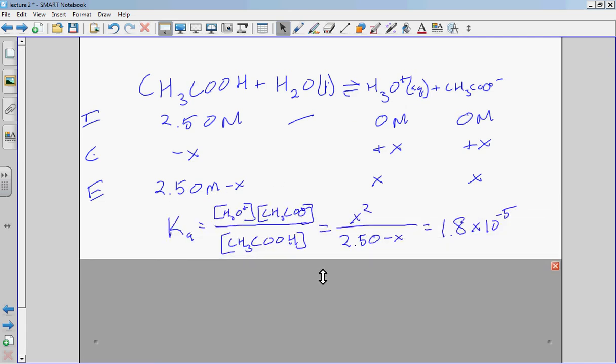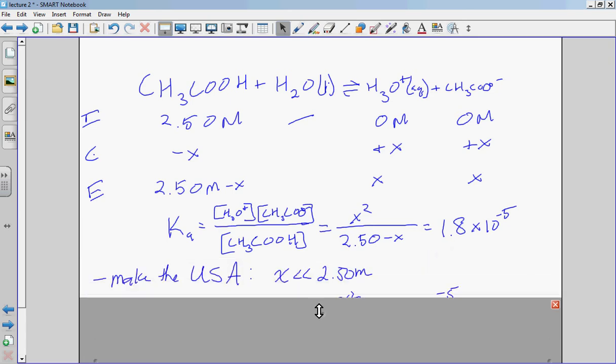So writing down the Ka expression, we have the concentrations of our products over the concentration of our reactant. In this case, that would be the acid. And we get this expression, and that all has to equal the Ka of 1.8 times 10 to the minus fifth.